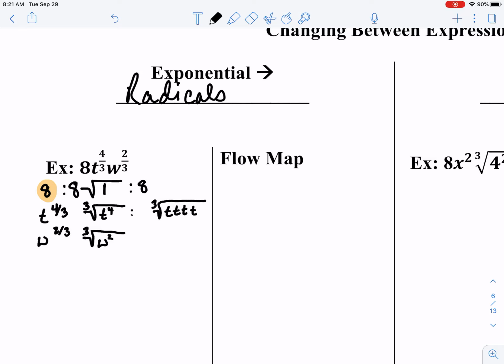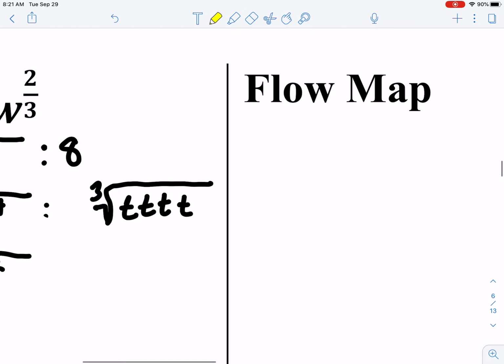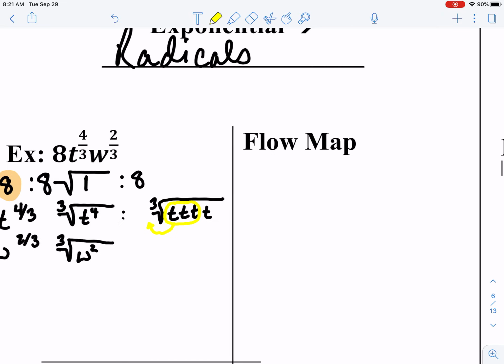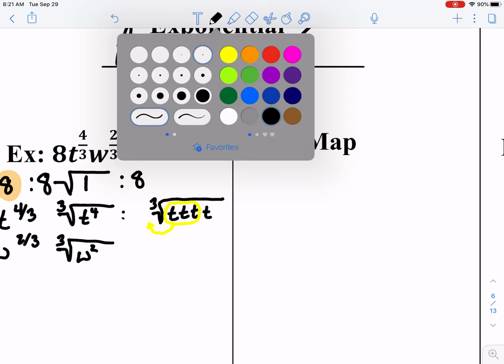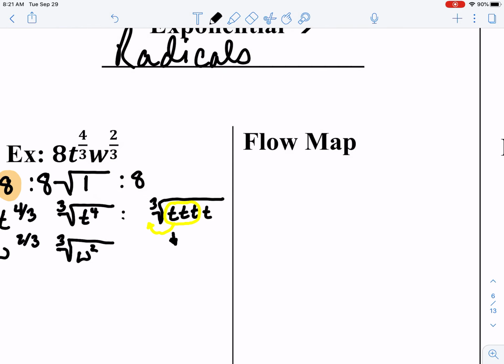Now remember, t to the 4th means there's just 4 t's. 3 tells you how many must be in a group to be circled. So 3. So I have 1, 2, 3. So these 3 are going to get circled. And that's one group that's been brought out. So this will be one group of t's that has been brought out, raised to the 3rd.